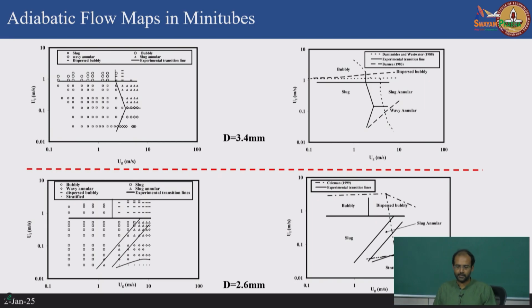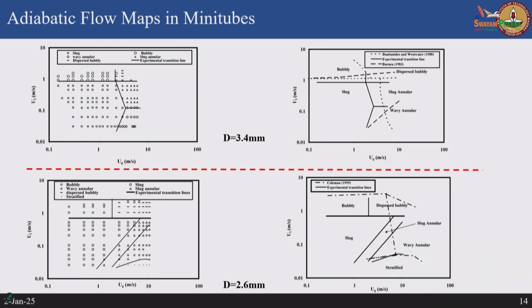These maps are very useful when people do experiments on different size channels. Here, this particular map is coming from an adiabatic experiment where you are mixing liquid and air in a T junction and looking at the different flow patterns. How do you recognize this? Because you have a specific control for the velocity of the liquid and the velocity of the gas.